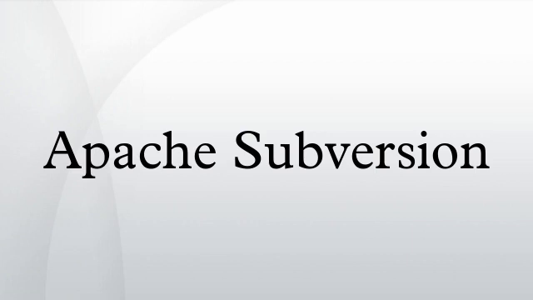Apache Subversion is a software versioning and revision control system distributed as free software under the Apache license. Developers use Subversion to maintain current and historical versions of files such as source code, web pages, and documentation. Its goal is to be a mostly compatible successor to the widely used Concurrent Versions System.